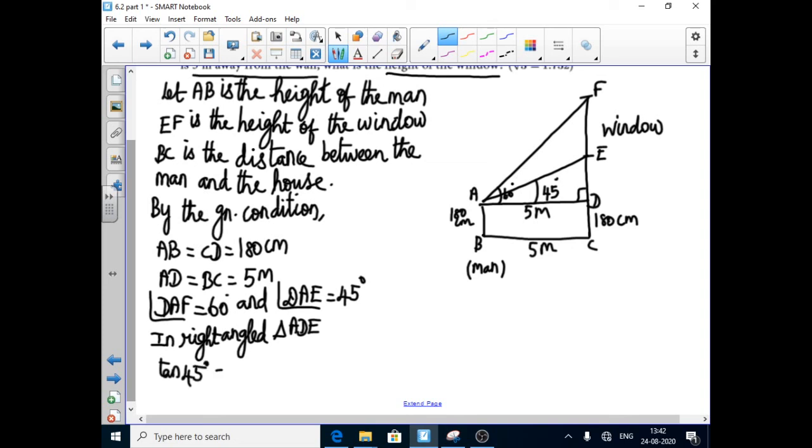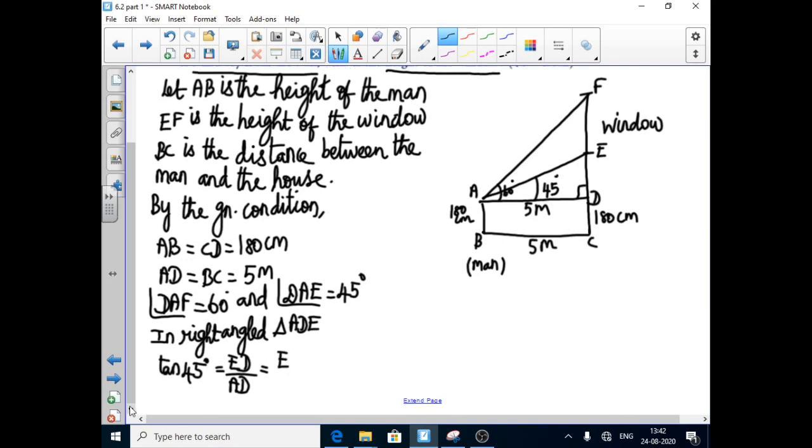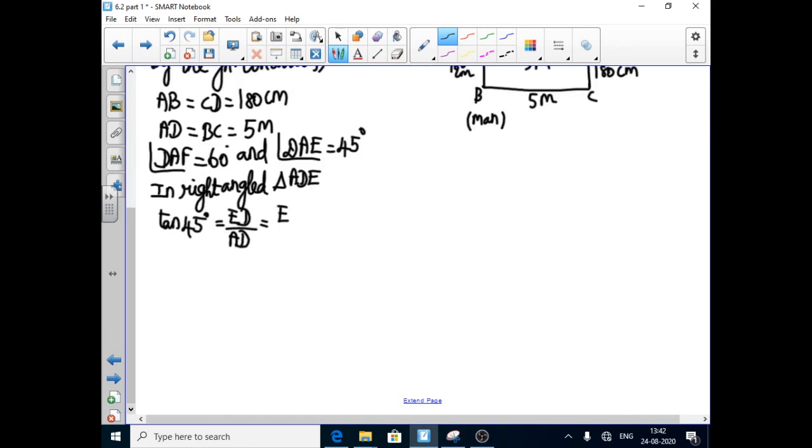Tan 45 degree is equal to the opposite side, that is ED by AD. ED value we don't know, so I write it as ED. Tan 45 is 1, equal to ED by AD. AD value is 5, so write it as 5. Cross multiplying, ED is equal to 5 meter. The first one is done. Now for 60 degree, you have to choose another right angle triangle.